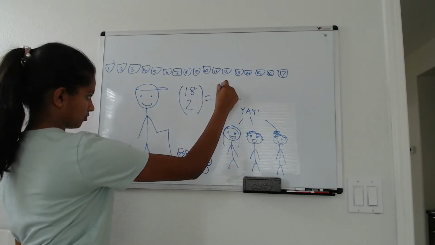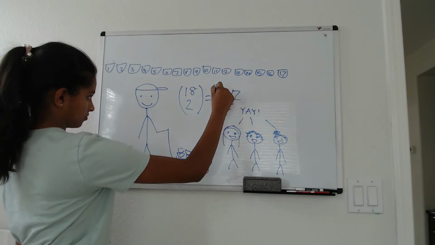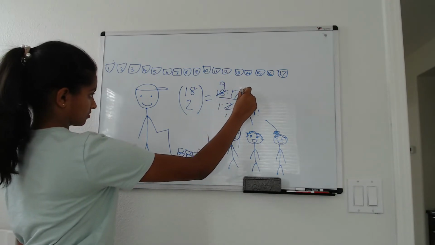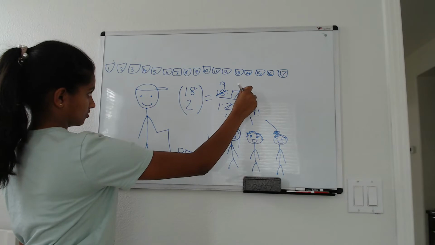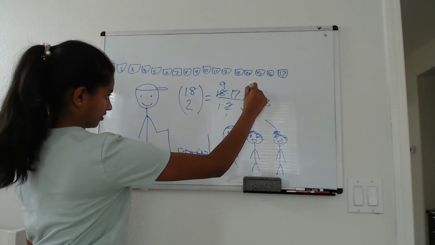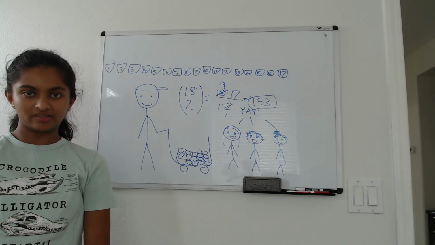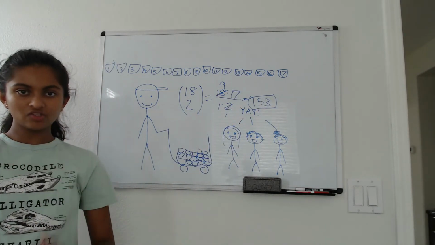18 choose 2 is equal to 153. So this time there are 153 ways to split it. Now let's try another problem.